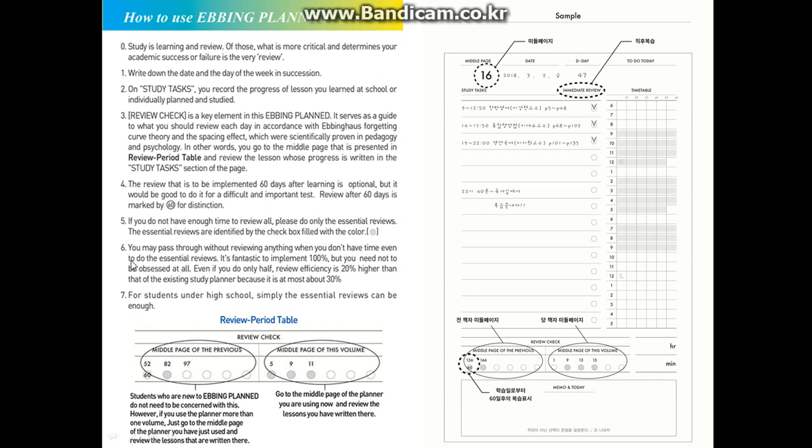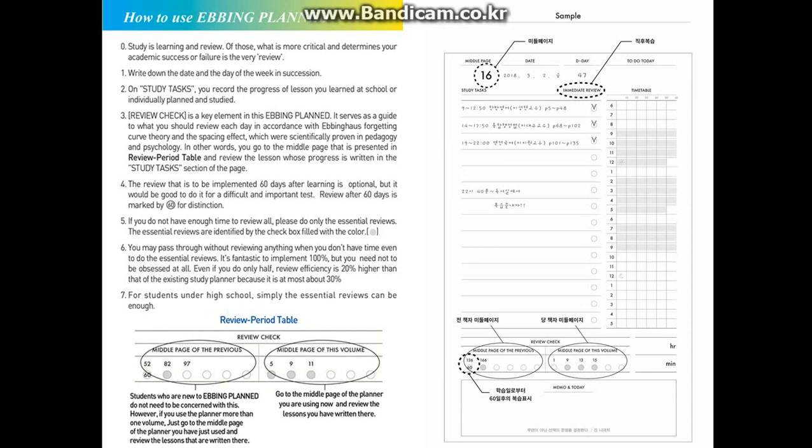You should remember, you may pass through without reviewing anything when you don't have time even to do the essential reviews. It is fantastic to implement 100%, but you need not be obsessed at all. Even if you do only half, review efficiency is 20% higher than that of the existing study planner, because it is at most about 30%. The last, number 7: for students under high school, simply the essential reviews can be enough.